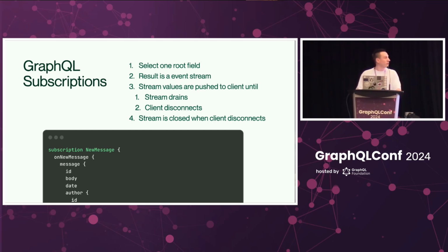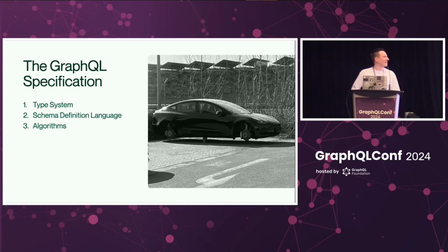That's really cool. And the event stream will run infinitely until the event source is exhausted and the server has no data for us anymore, or if the client closes the connection, then the server will hopefully also clean up the source and not result in a memory leak. So all of that is specified in the GraphQL specification.